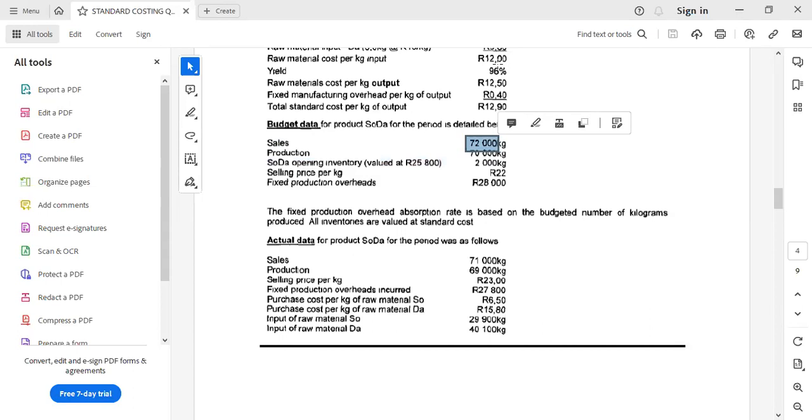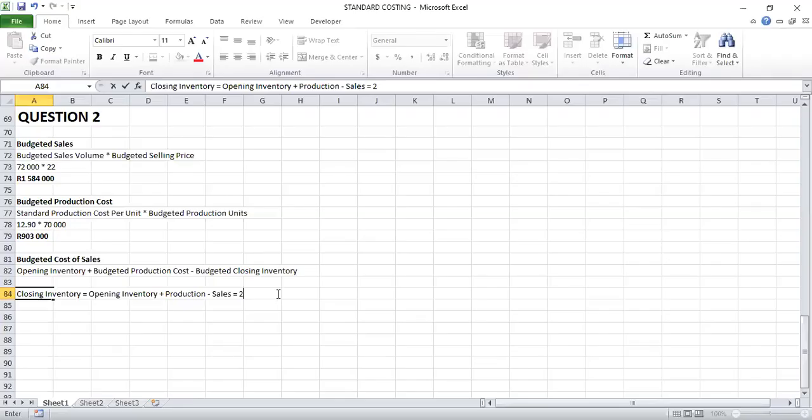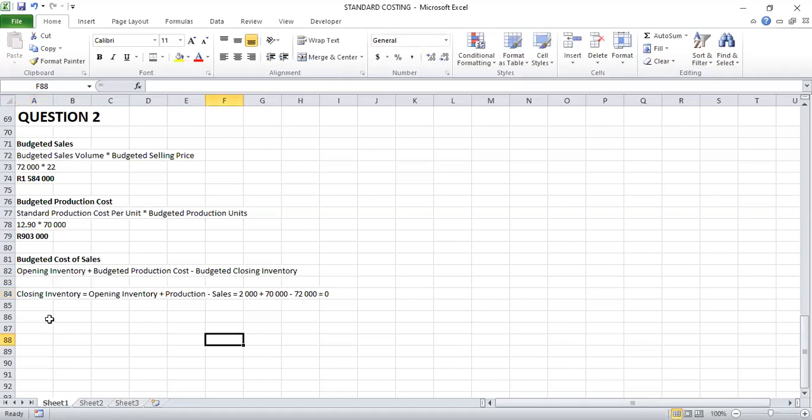So we'd say 2,000 plus 70,000 minus 72,000 will get 0. So we don't have a closing inventory. So that means our budgeted cost of sales would be equal to the budgeted opening inventory, which we're given 28,000, plus the budgeted production cost, which we calculated up above, 903,000. What do you get?